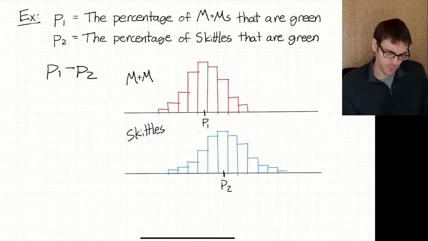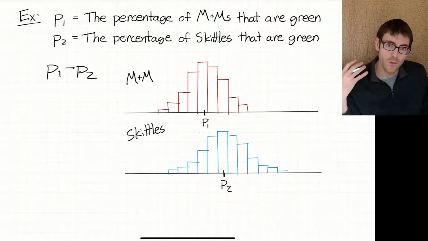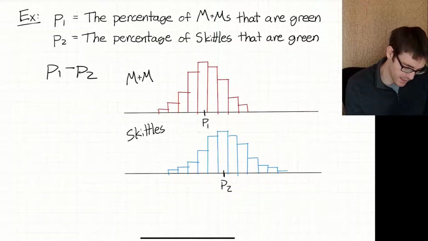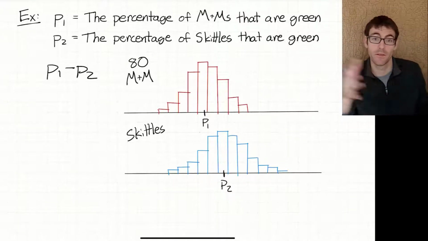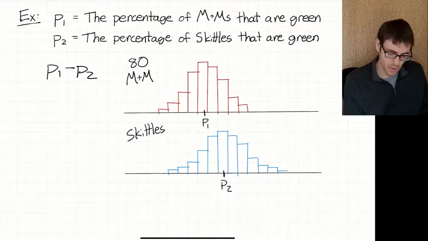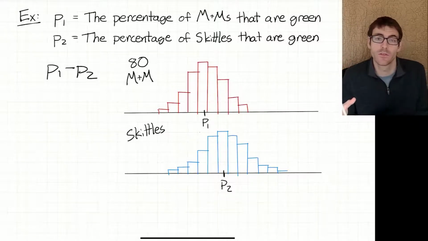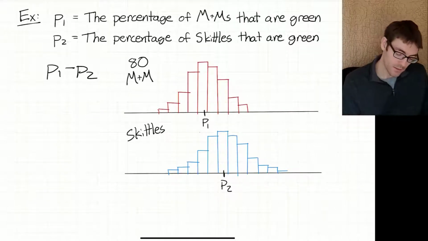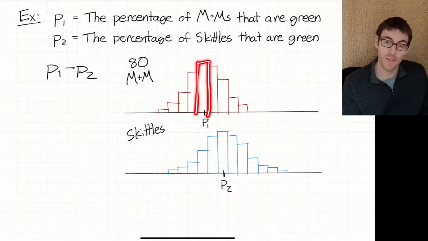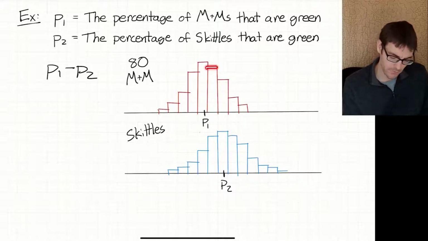So let's think about our setup. So some percentage of M&Ms are green, but if we were to take a sample of, let's say, 80 M&Ms and go through and count how many of them are green, well, the answer that we get is going to depend on which bag of M&Ms we chose. Due to the nature of how a random sample is taken, we expect the proportion of that random sample to be somewhat similar to the proportion of the population. But there's always some amount of variance.